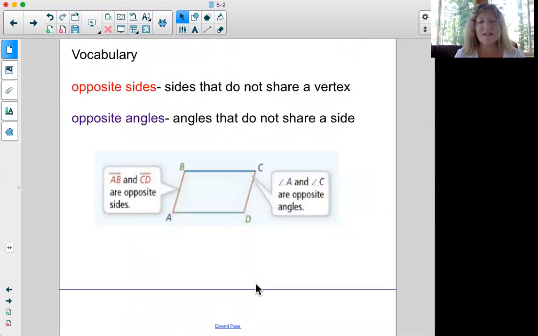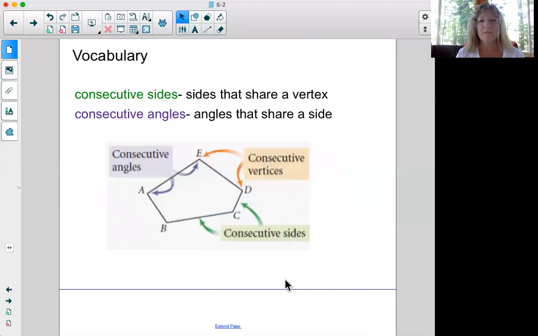So before I go on to the theorems about parallelograms, we need this vocabulary to be solid. Opposite sides of a shape are sides that do not touch; they do not share a vertex. And opposite angles, like A and C here, are angles that are across the shape; they do not share a side. Consecutive sides, on the other hand, are sides right next to each other. They're sides that do share a vertex. Just like consecutive angles are angles right next to each other; they're angles that do share a side.